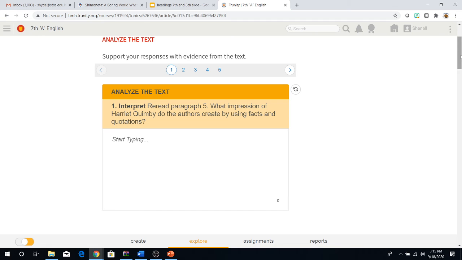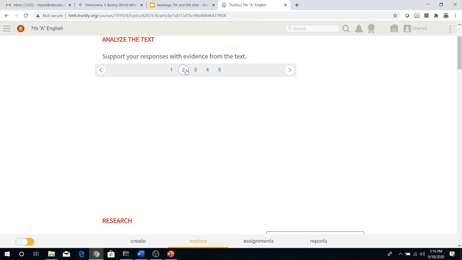There we go. First one, reread paragraph 5. What impression of Harriet Quimby did the authors create by using facts and quotations? And when they say impression, like what impression does she give you? So you guys can say, she gives me the impression that, and then you start writing out your answer. Again, once you're done, you just submit it, and I will see what your answer is.